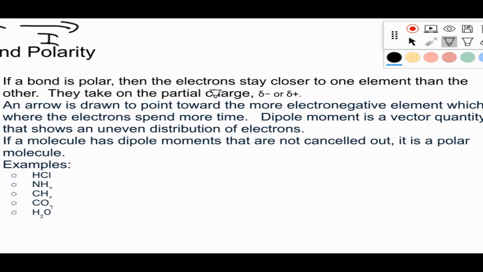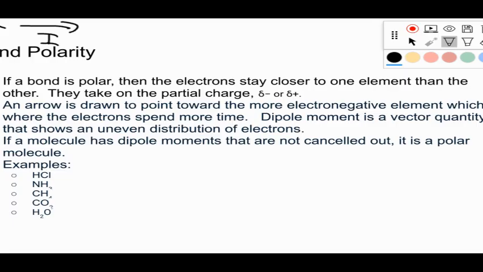We have to now decide, is a molecule going to be polar or not? So if a bond is polar, then that's where we use these weird partial charge symbols to show that it was closer to one element than the other. We are going to be drawing in what is called a dipole moment, which is just an arrow to show the direction to which the valence electrons are going to be pulled more closely based on electronegativity.